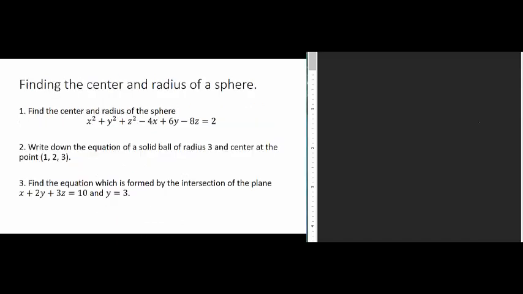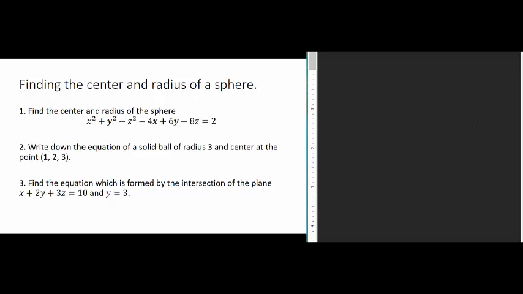So I'm keeping 3 more questions here. You can use completing the square to find the center and radius of the sphere. And then number 2, write down the equation of a solid ball of radius 3, center at the point (1, 2, 3). And you have another example we have already discussed, so you can apply those.